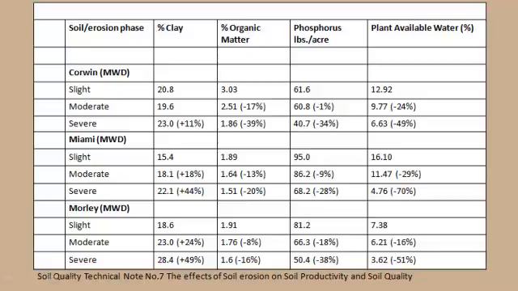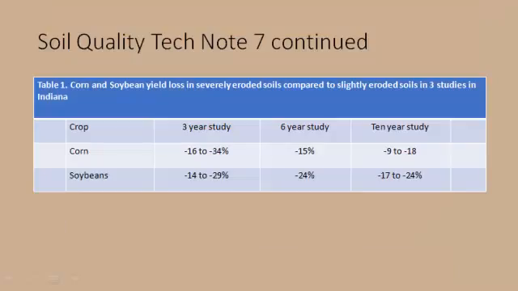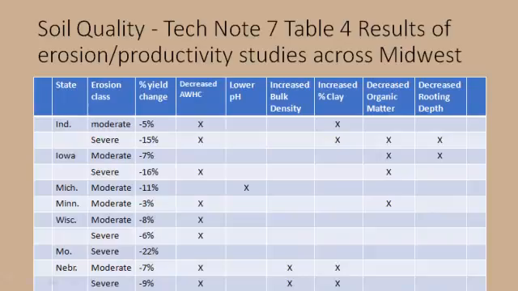And how much less will you harvest in fall because of severe erosion? They looked at that also. And this is what the 3, 6, and 10-year study shows for how much less you will harvest from those severely eroded fields. They also did a literature search across erosion and productivity studies in the Midwest, and what they found is there was a significant trend toward reduced yield and decreased available water holding capacity.